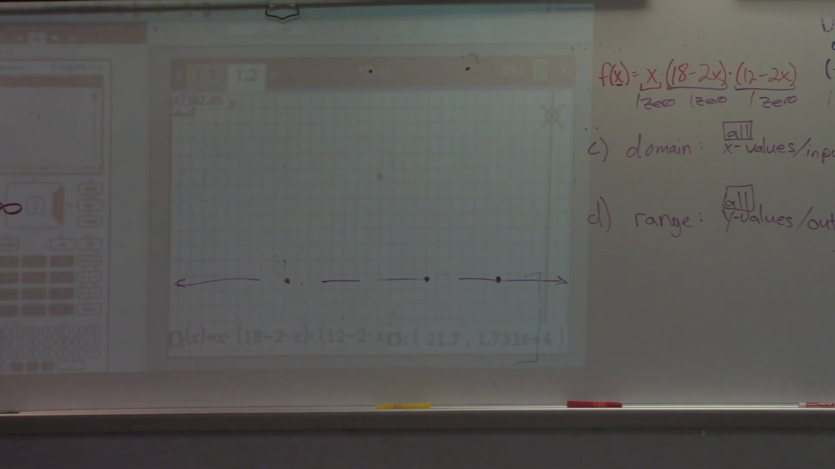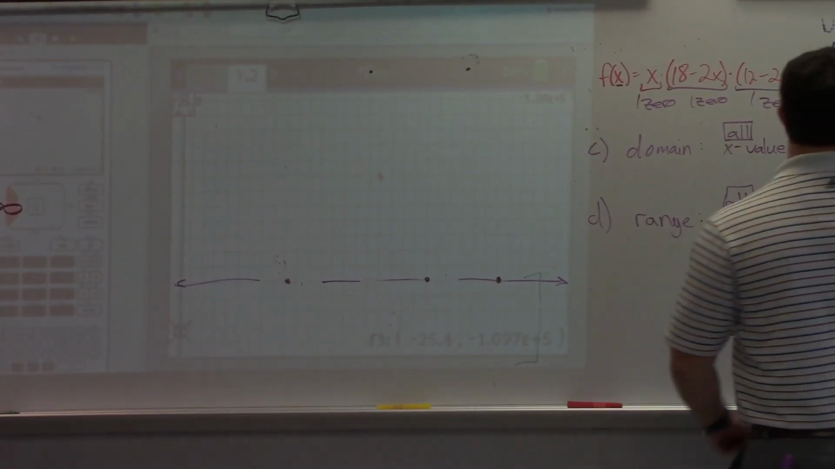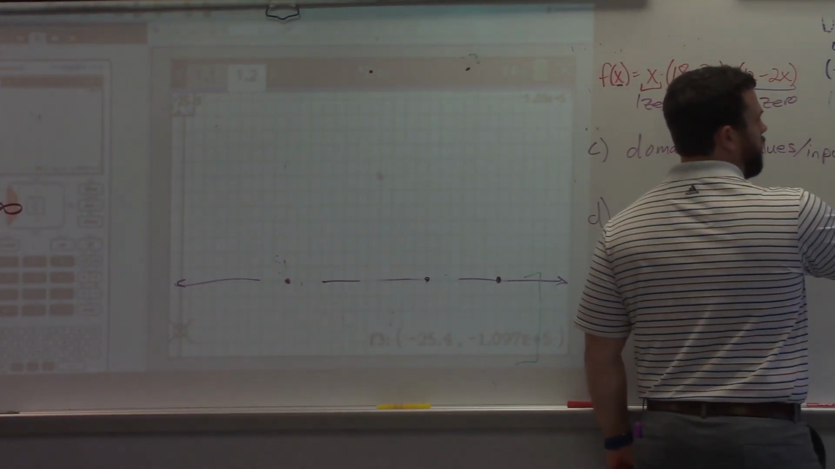What about going to the left? Does it ever quit going to the left? No. So I'm still following it left, still following it left. Does it ever quit going left? Can we stop going left? Is it ever going to quit going to the left? No. So what's my minimum x? Negative infinity.